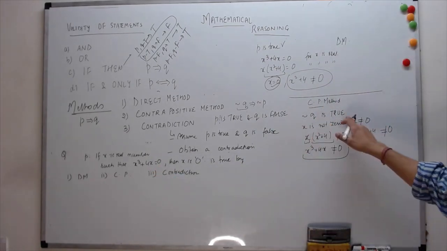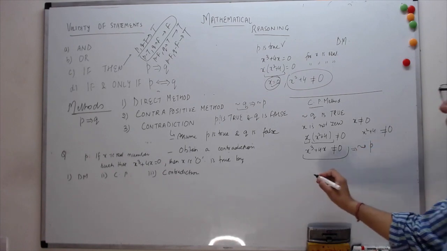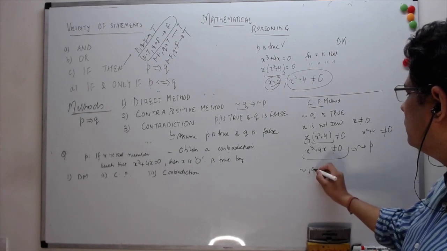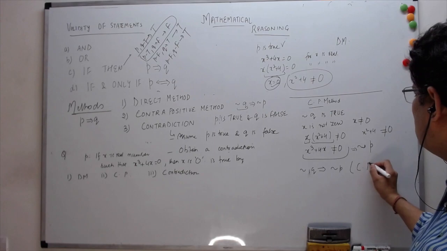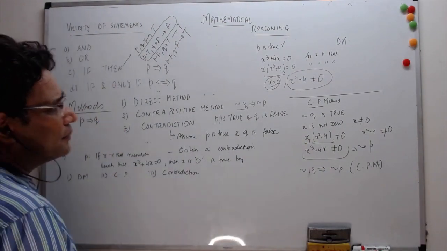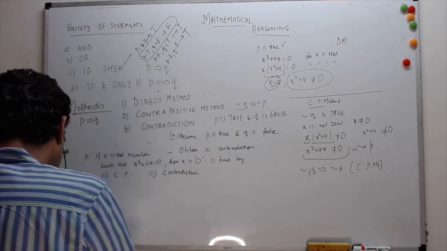So not q actually implied not p, and therefore we write that this proof is by the contrapositive method. Okay, so kind of makes sense. Now the same thing can be done with contradiction as well, the method of contradiction.